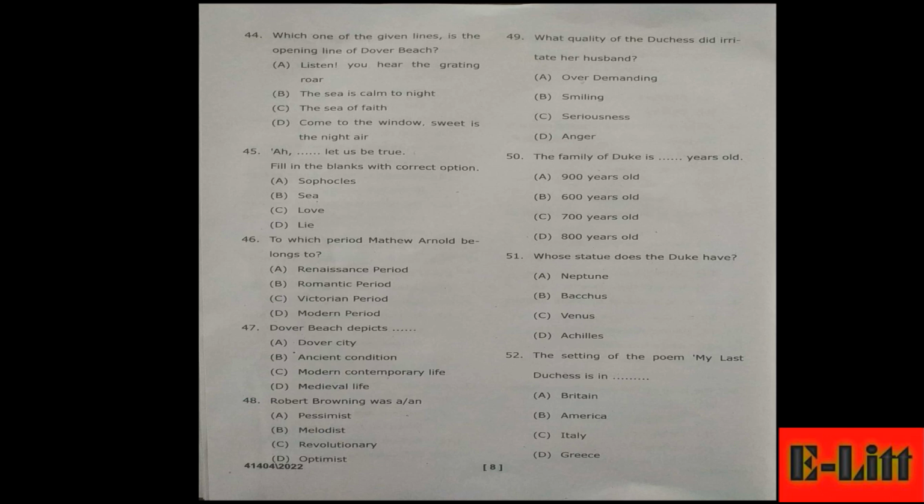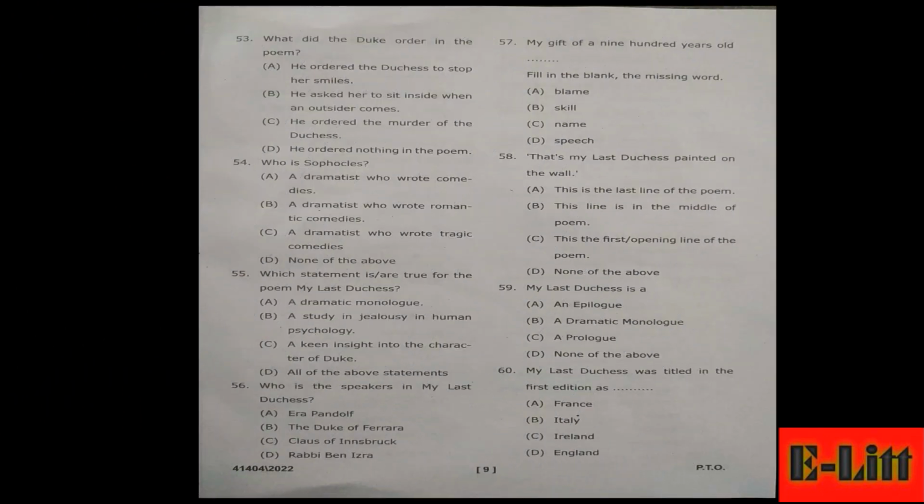Option A is right, friends. The setting of the poem My Last Duchess is Italy. Next question is, what did the Duke order in the poem? The correct one is, he ordered the murder of the Duchess.